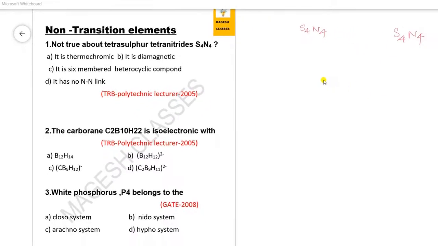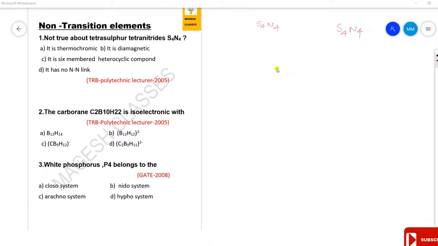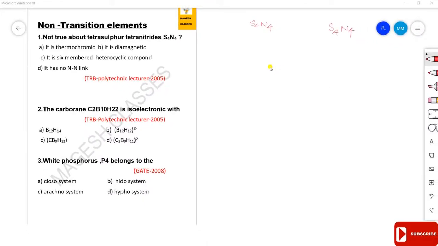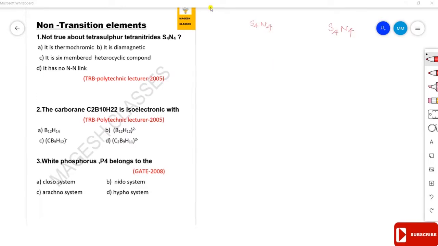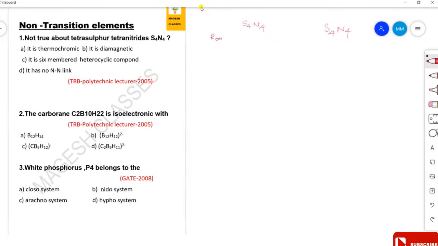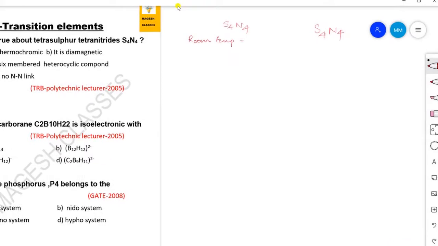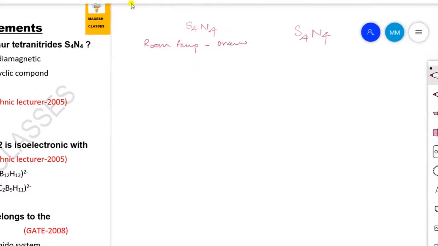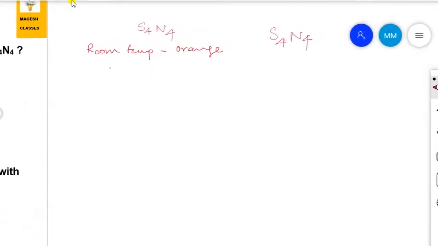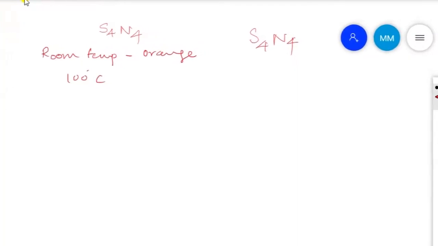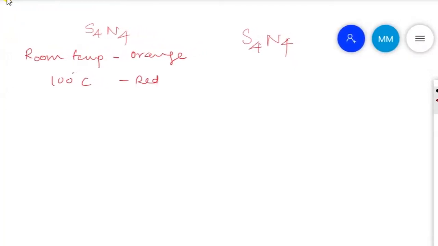So the first option, it is thermochromic. Thermochromic means it changes color when the temperature changes. The substance which changes color when temperature changes has the thermochromic property. At room temperature, the color of the substance is orange, and at 100 degrees Celsius, the S4N4 is red in color. So it changes color, so it is thermochromic. It is a true statement.